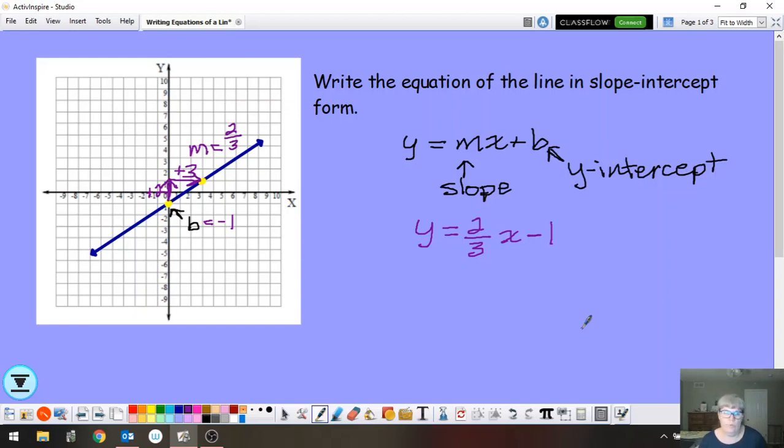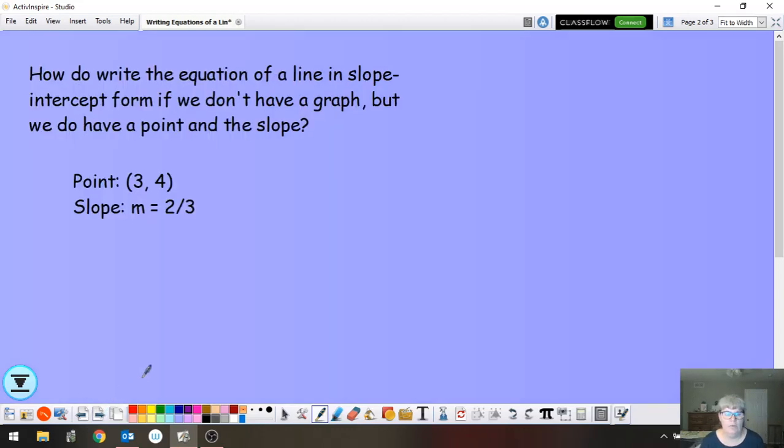Now, when we get to writing our equations of our parallel and perpendicular lines, you're going to be given an equation of a line, and you're going to be looking at it and analyzing it, but you're not necessarily going to know where it's crossing the y-axis. So we need to make sure you understand how to write the equation of a line without necessarily knowing the y-intercept. So let's think about this. How do you write an equation of a line in slope-intercept form if you don't have a graph, but you do have a point and you do have the slope?